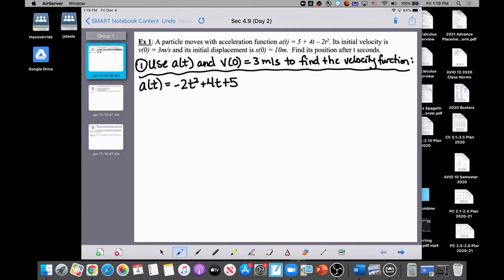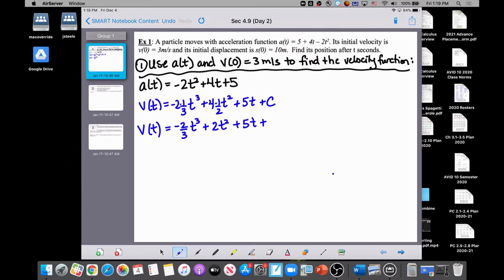So v of t is going to be equal to, let's see, the first term will become t cubed. I will have to multiply by 1/3, and don't forget the negative 2 that was already there. My second term will become t squared, so I'll have to multiply by 1/2, and don't forget the 4 that was already there. My third term will become 5t, and then I will have a constant term of c. Let's clean this up, check it, and then solve for c. Negative 2 times 1/3 is negative 2/3 t cubed. 4 times 1/2 is 2t squared.